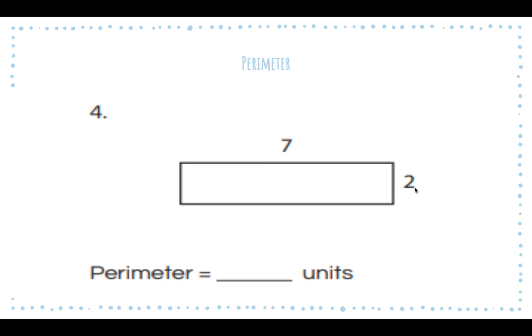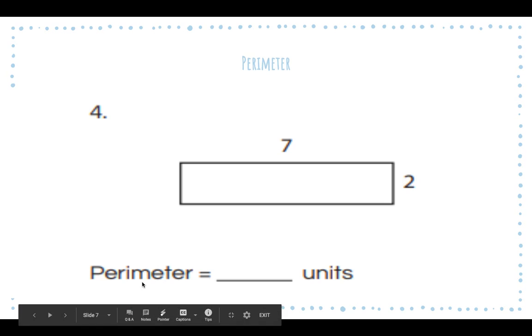7 plus 2 is 9. Then we would take that 9 times 2 to get your total. So 9 times 2 is 18. Okay, 18 units.